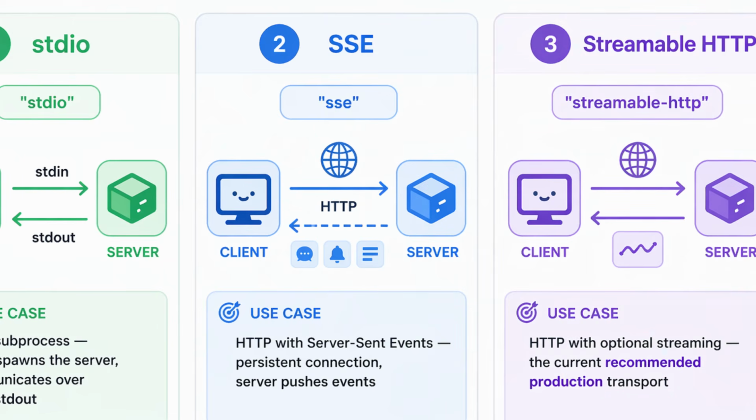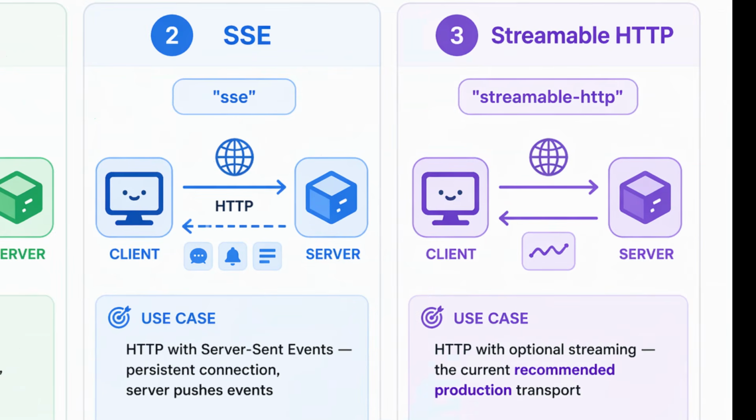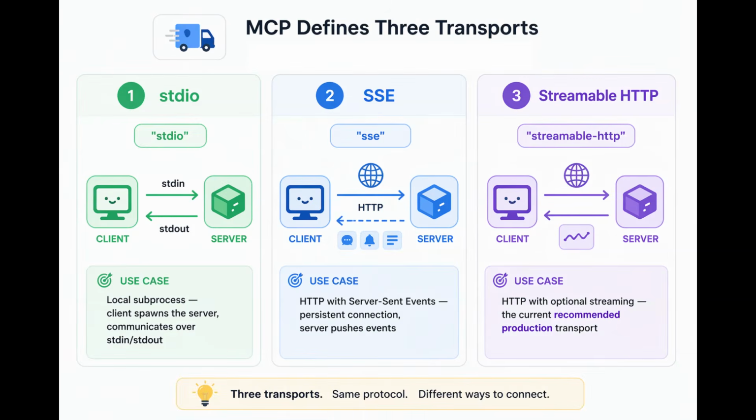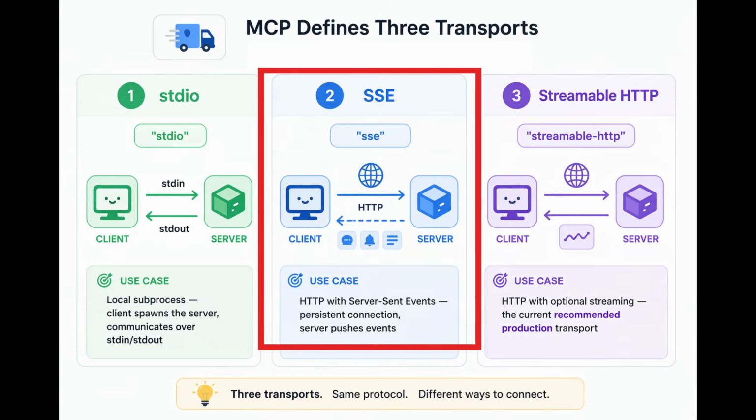SSE, HTTP with server sent events. Persistent connection, server pushes events. Streamable HTTP, HTTP with optional streaming. The current recommended production transport. We show stdio and streamable HTTP. We skip SSE, and that's intentional.